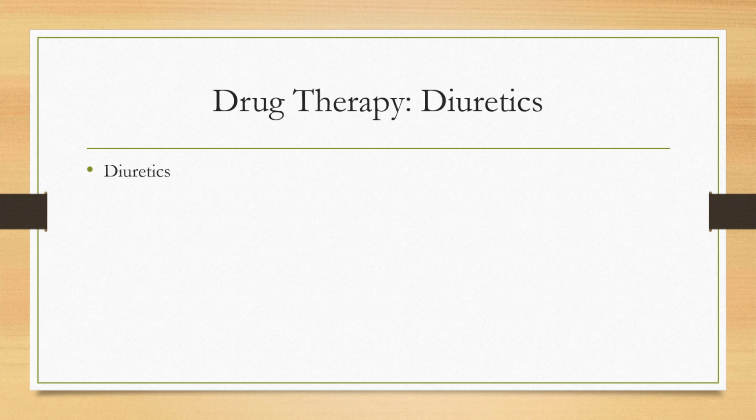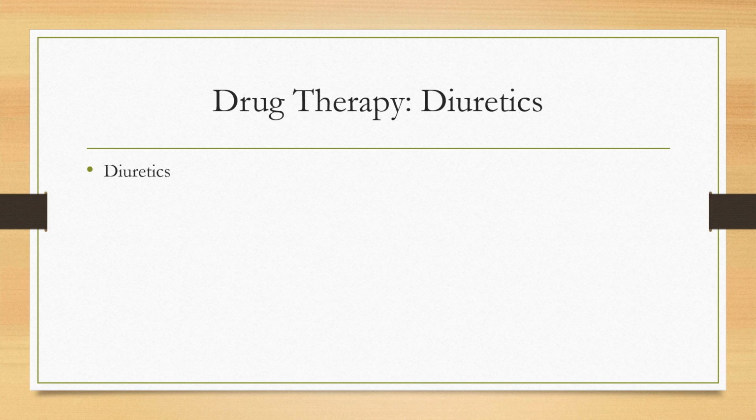Drug therapy for hypertension can include your diuretics. You may hear your providers or nurses or your patient refer to them as water pills because they help rid the body of salt and water. Now you have different types of diuretics. You have your thiazide diuretics such as hydrochlorothiazide. You have your loop diuretics. An example would be furosemide or Lasix. And you have your potassium sparing diuretics such as spironolactone.